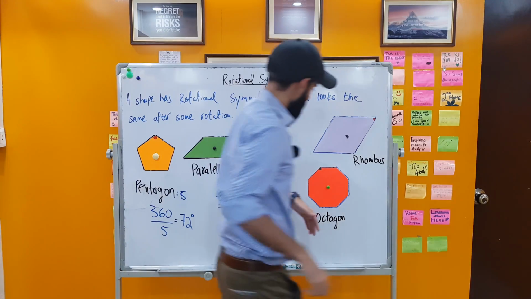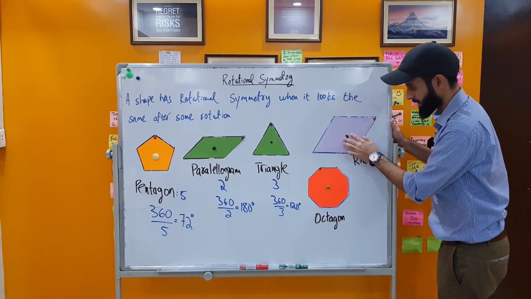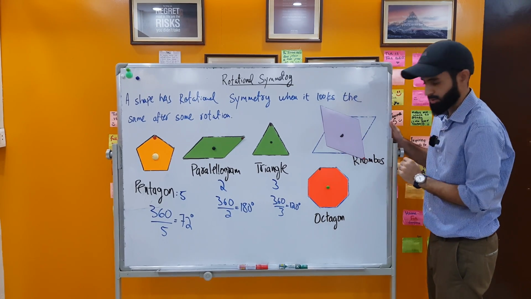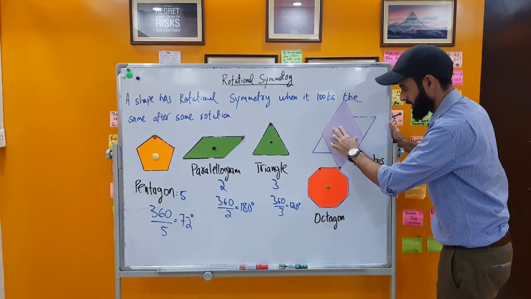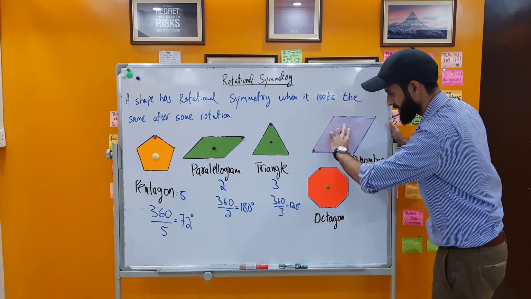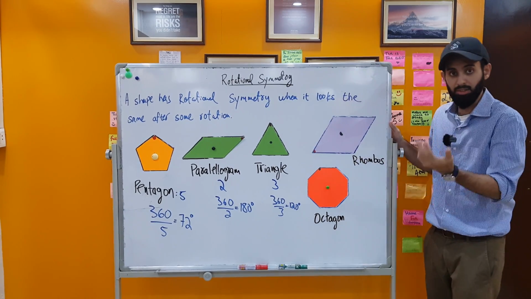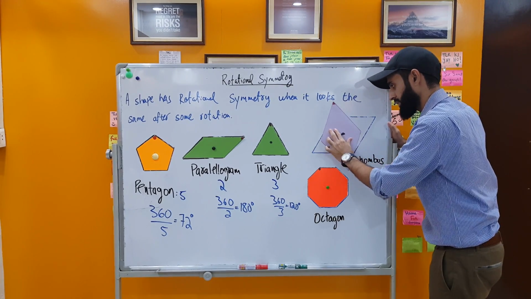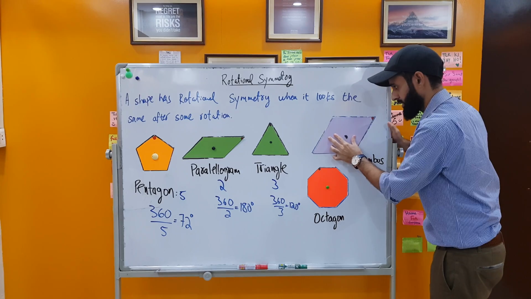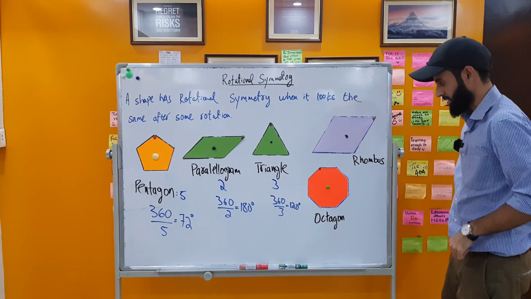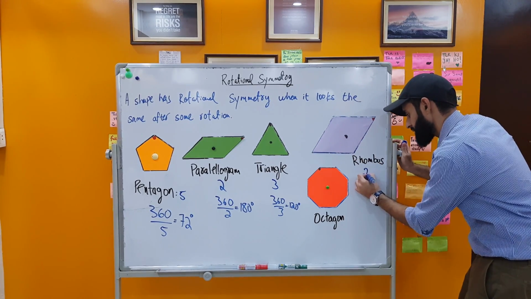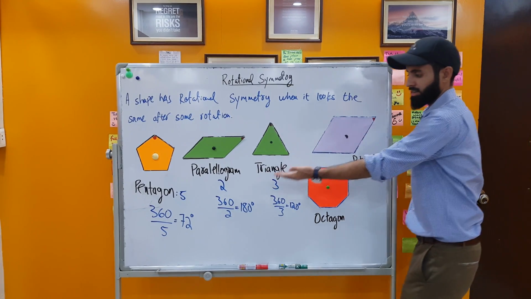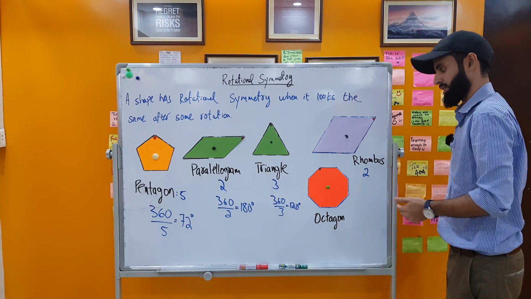So let's talk about this rhombus here. Again, here's my fixed point. So that's a quarter turn, no luck there. So that's half a turn. Half a turn basically means 180 degrees, so I got the exact same shape. So that's once. Let's do that again. And that makes it 2. So that means a rhombus has rotational symmetry of order 2, same as a parallelogram, right? And again, the angle that you must rotate is going to be the same, which is 180 degrees.